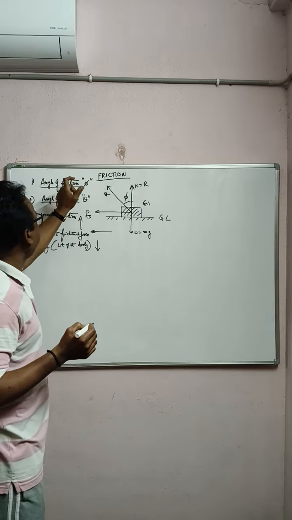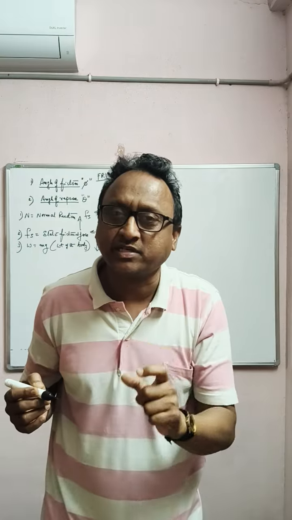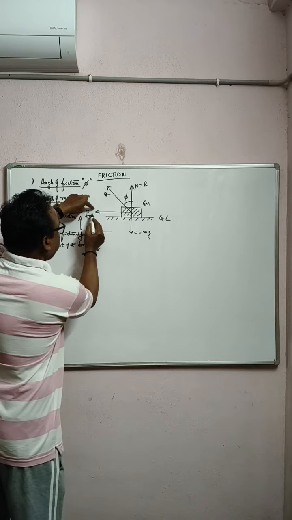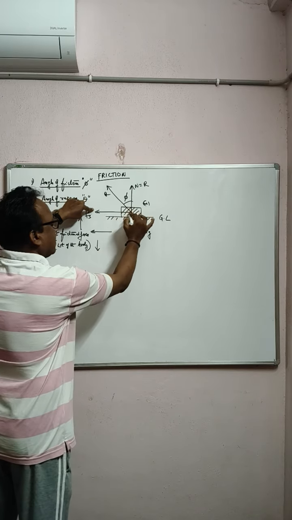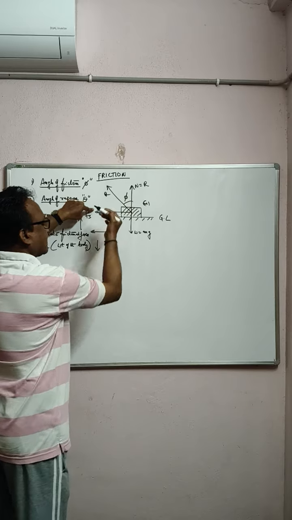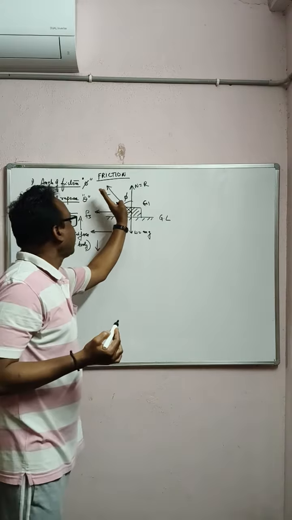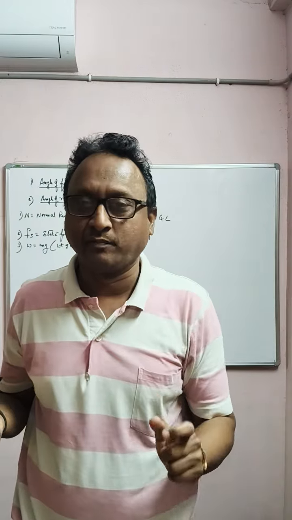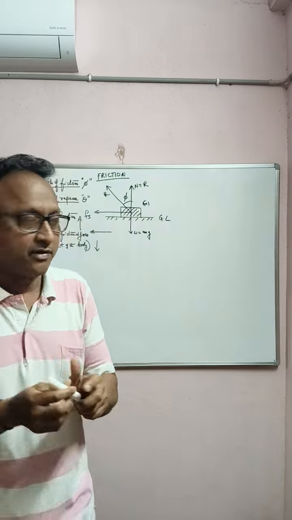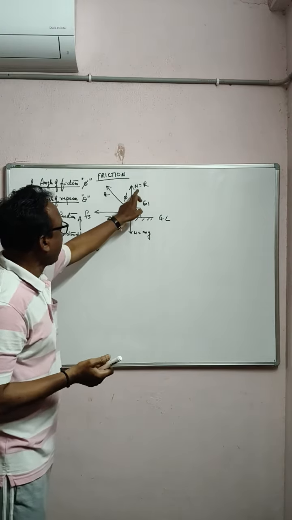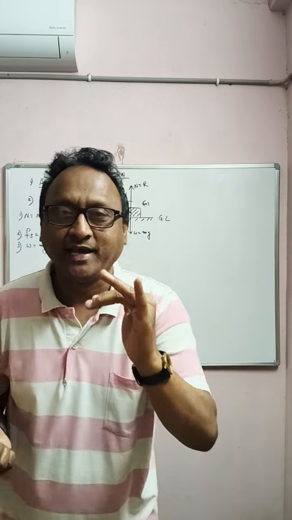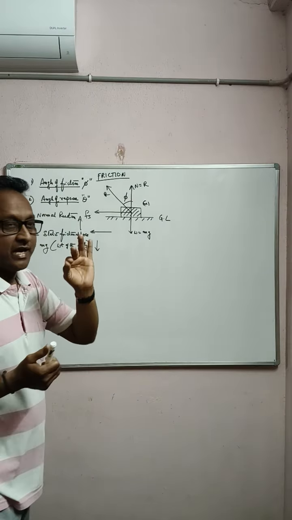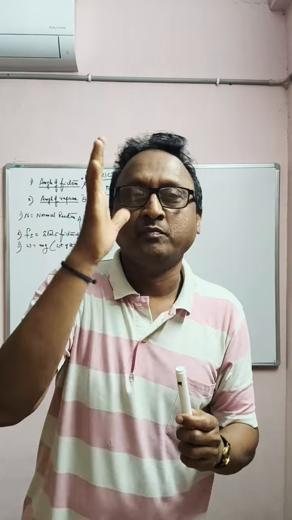Now we will be able to define what is angle of friction phi. Let's see how we define angle of friction phi. This is the static frictional force, this is the normal force, the upward force. So this is the resultant of these two forces. The resultant of static frictional force and normal force making some angle phi with the normal force is called the angle of friction. And this is very important in 2 marks questions.